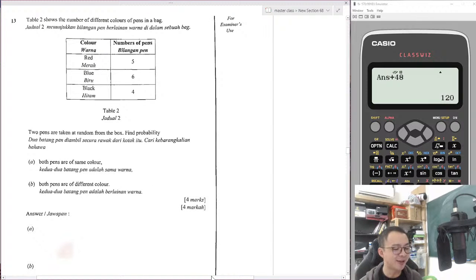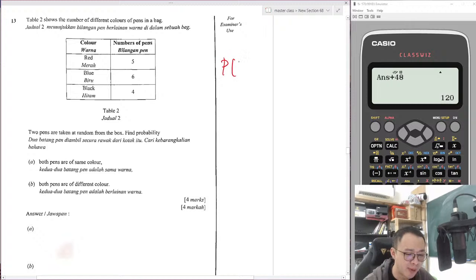Alright, 2 pens are taken at random from a box. Find the probability both pens are the same color. So this is a probability question and quite straightforward. But I don't like that they use blue and black, because there are so many other colors, and blue and black both start with the letter B. I can use yellow, which starts with Y. But anyways, let's do it.